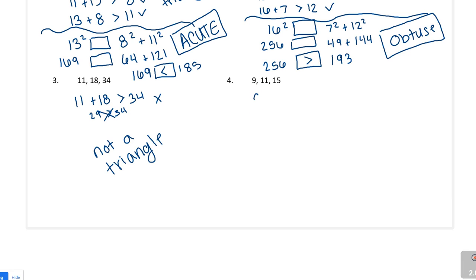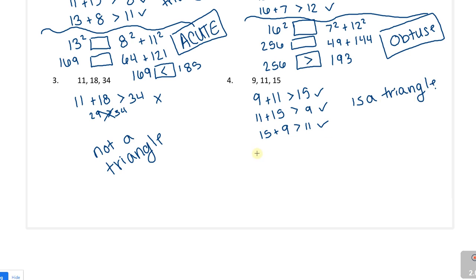Let's look at the next. 9 plus 11, that has to be greater than our third length of 15. And it is. Then we're going to take 11 and 15 and see if it's larger than 9. And it is. Lastly, 15 and 9, is that larger than 11? Yes, so this is a triangle.